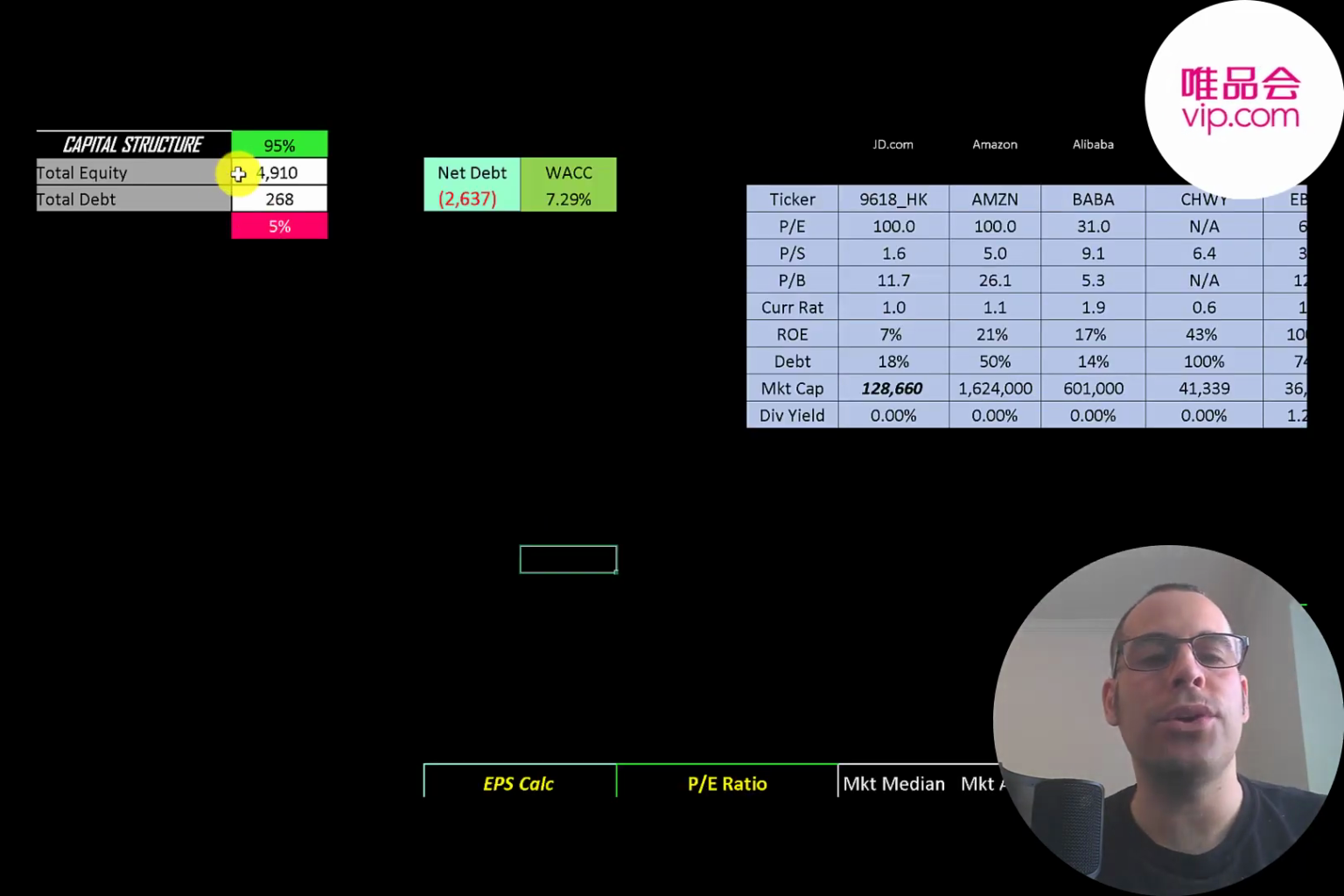Let's look at the capital structure. $4.9 billion of equity, $300 million of debt. They're 95% equity, 5% debt. Their net debt is negative $2.6 billion. And their WACC is 7.29%. And that's the discount rate we're going to apply to the future cash flows.